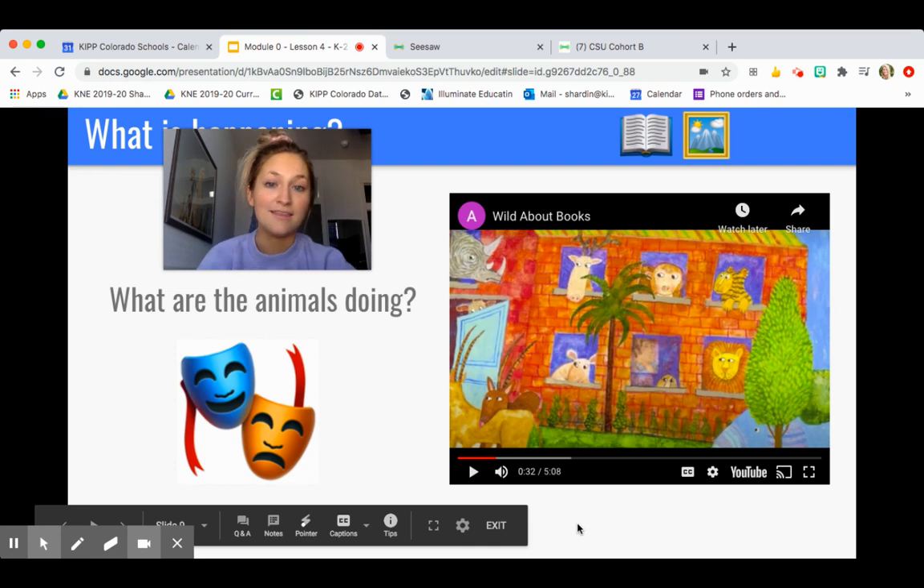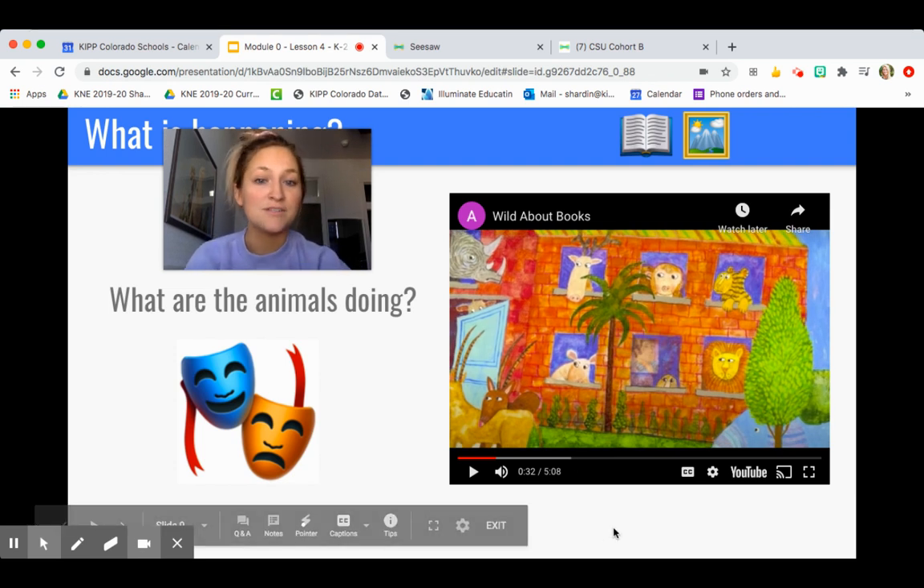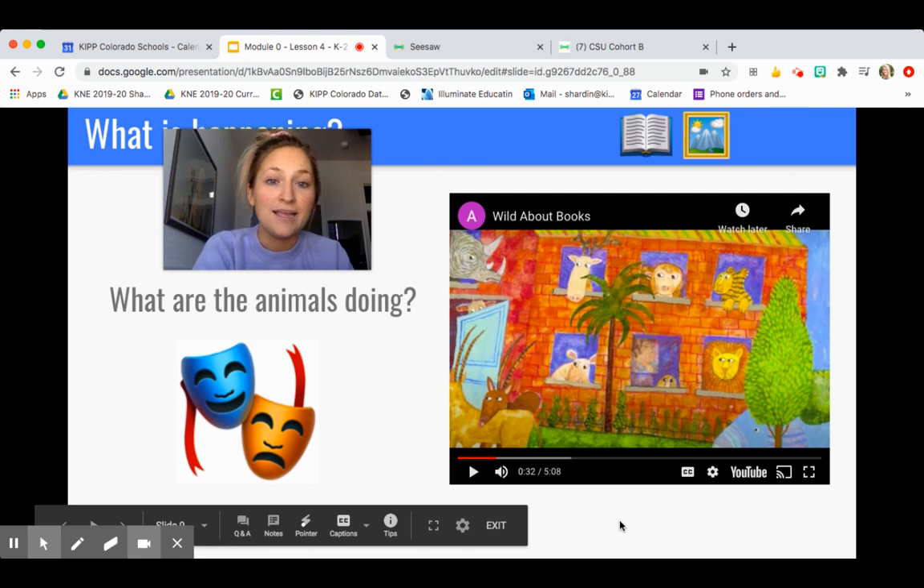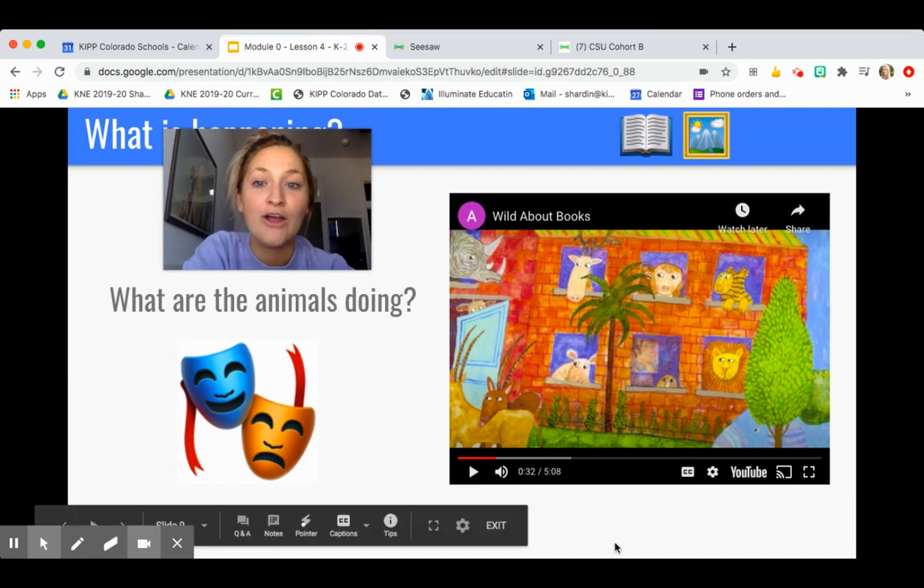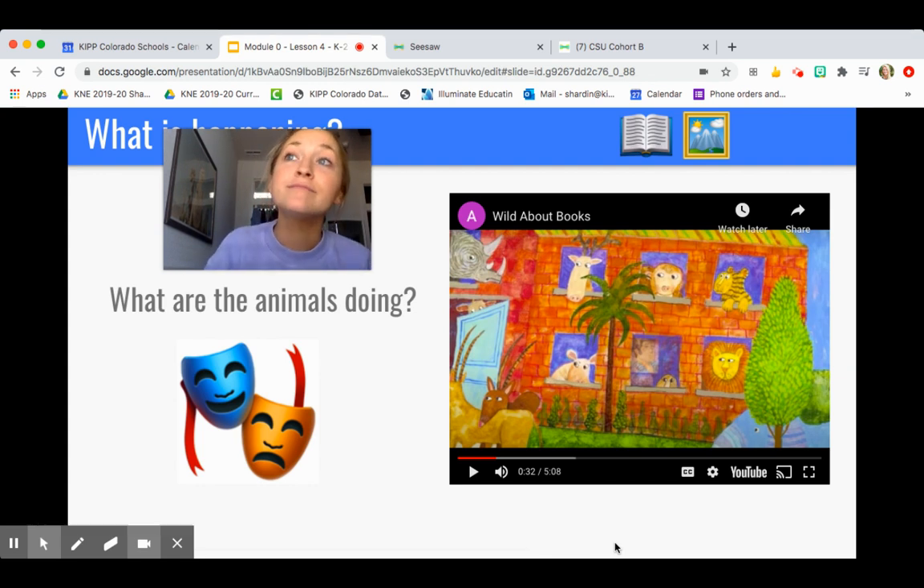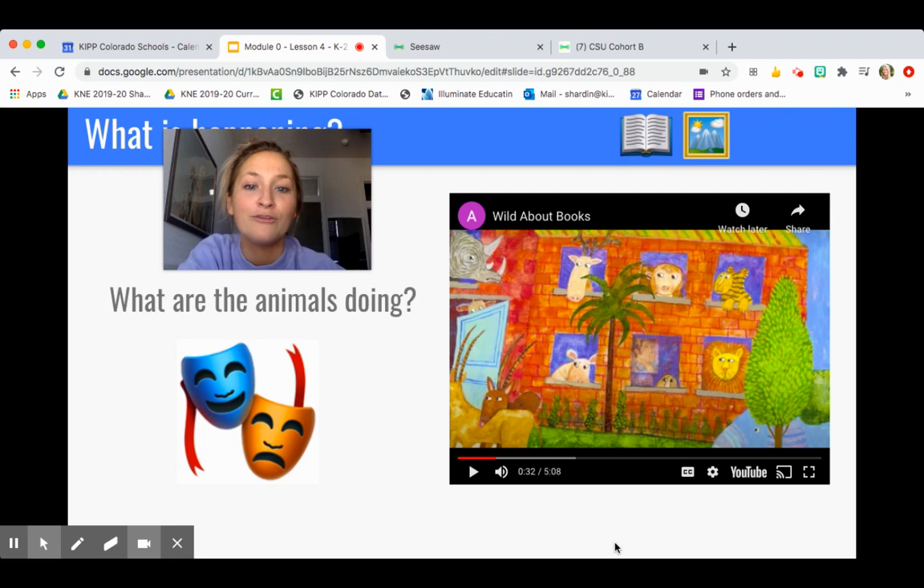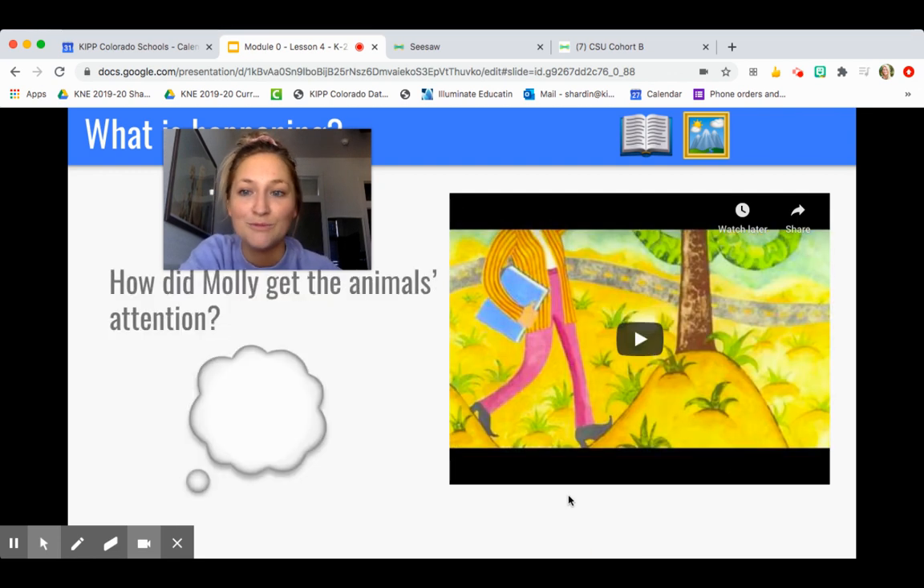I'm going to pause it right there. I see lots of different animals on this page. Your job is to act out what the animals are doing in 10, 9, 8, 7, 6. Look at those poses. 5, 4, 3, 2, 1. Let me look at all those tableaus. Awesome job, Kipsters. You should have acted out that all of the animals were looking and watching Molly. So you might have looked something like this, matching the animals looking out of the windows of the zoo to see what's going on with Molly and her bookmobile.